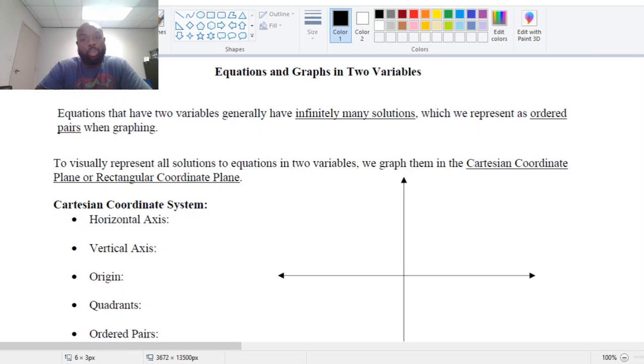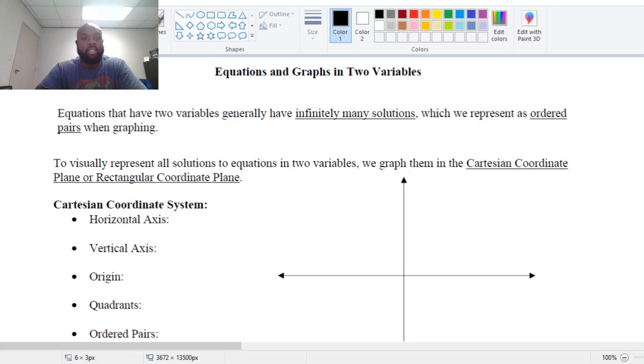And so when we think about equations that have two variables, generally they have infinitely many solutions. And the solutions to equations that have two variables are ordered pairs, where you can substitute one coordinate into one variable and the other coordinate into the other variable, and this satisfies that equation, right?